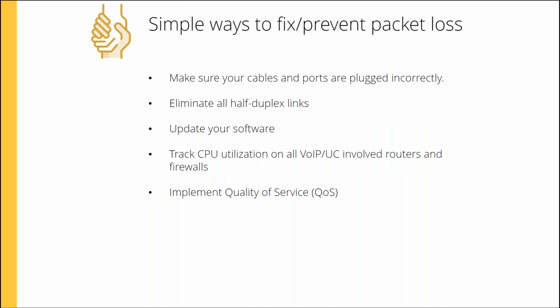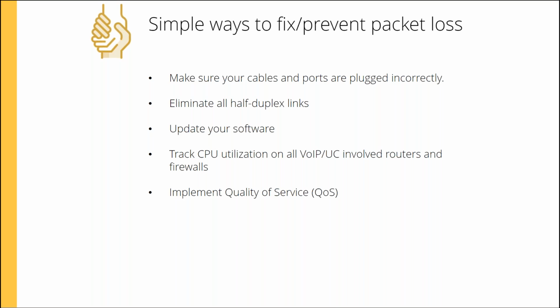So simple ways to prevent packet loss or fix them: make sure that cables and ports are plugged in properly. Half duplex links were used before, which are now being replaced by full duplex links and cables nowadays. So that will also eliminate the packet loss related issues. Updating the softwares regularly that we are using for VoIP calls or video calls, that will also help us a lot.